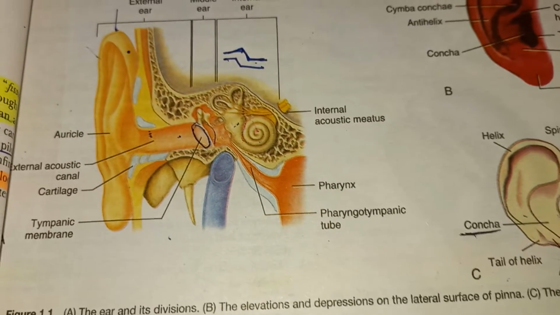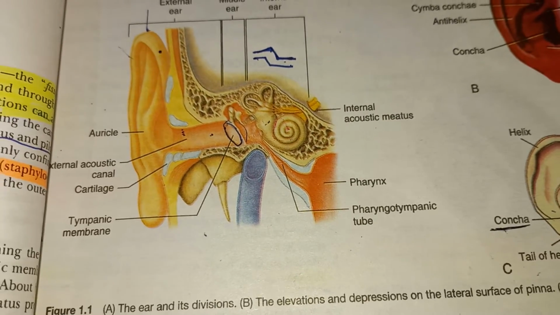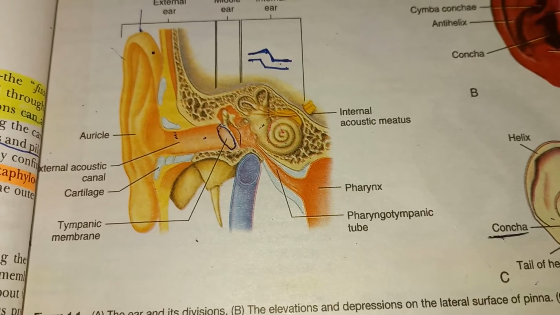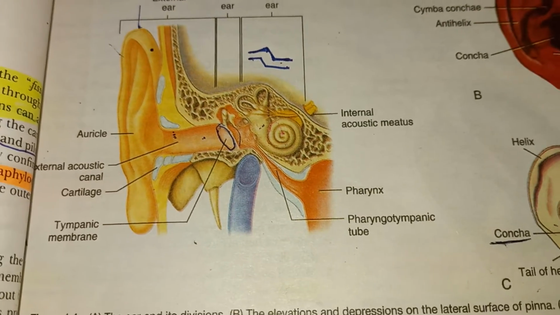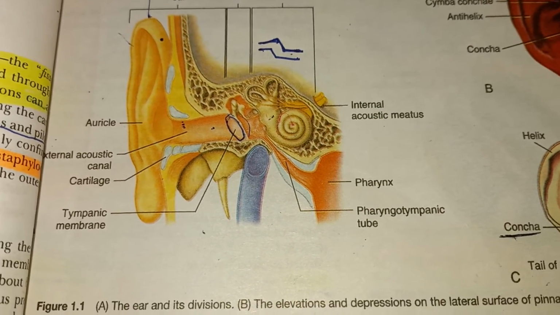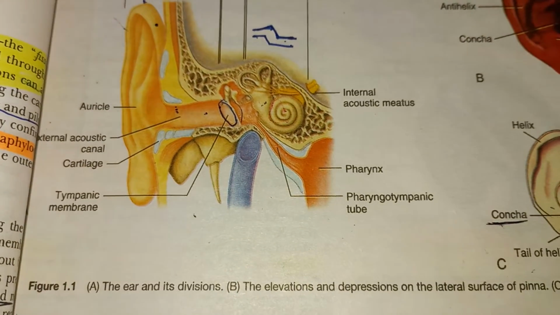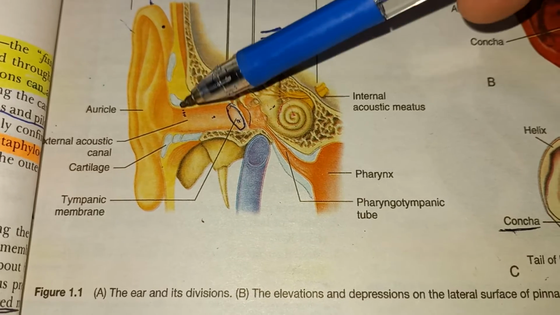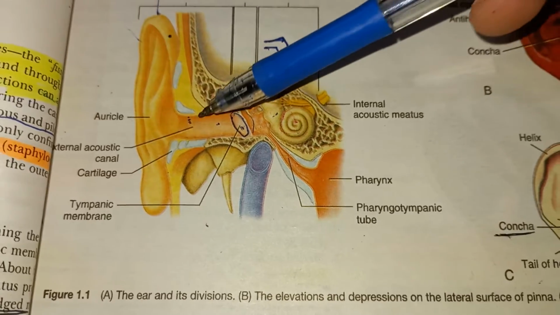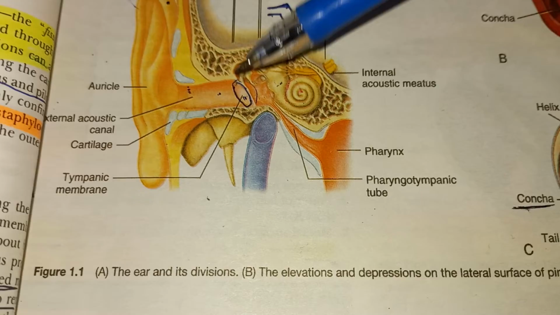And in our cartilaginous part, there are different things like the ceruminous glands, the sebaceous glands, and hairs. Now, the ceruminous gland produces the wax. Wax is the golden brownish material which is protective. Actually, it protects the tympanic membrane, so that insects and foreign bodies do not reach the tympanic membrane.